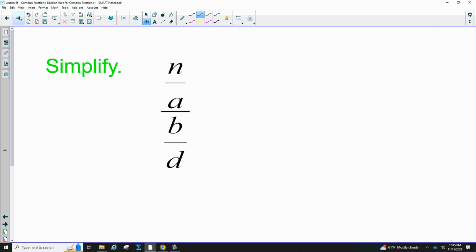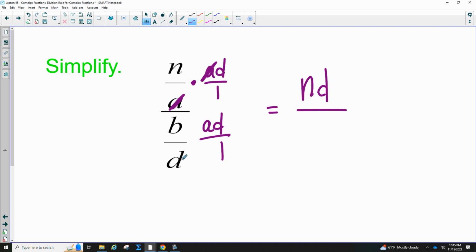Okay, let's try this. N over A divided by B over D. So look at both denominators. What is my common denominator? AD. So I'm going to multiply by AD over 1 in the top and AD over 1 in the bottom. In this whole big numerator, what cancels? A over A, and I'm left with ND, and we don't care about the over 1. And in this bottom loveliness, the D's are going to cancel, and I get BA over 1, which is just BA.